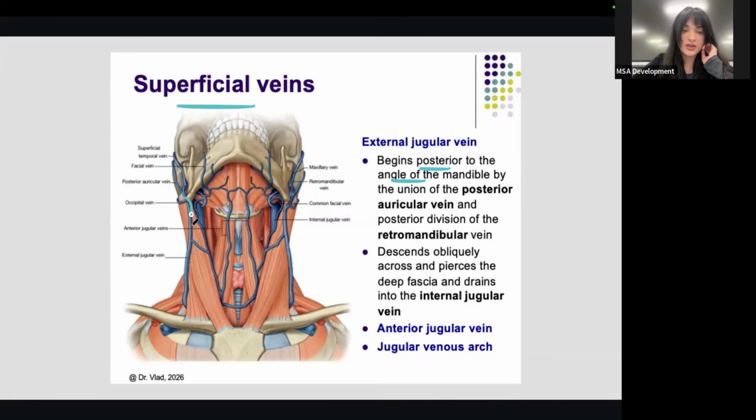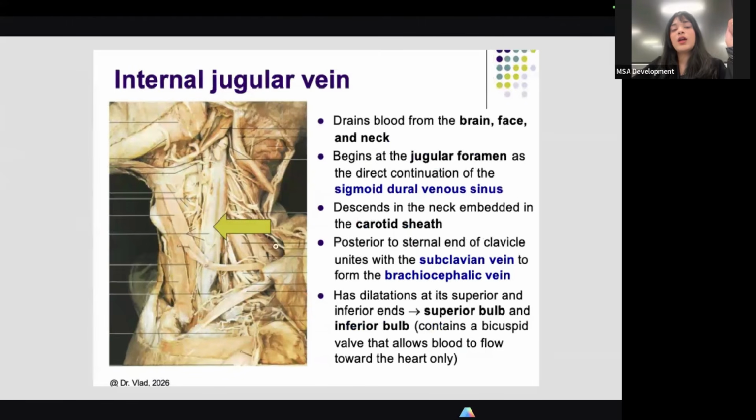The external jugular vein is going down, down, down. Over here, it's going to pierce the deep fascia and it's going to drain into the internal jugular vein. Okay? These are the anterior jugular veins. So this is number 1, this is number 2, as you can see. And they're both joined by the jugular venous arch. Okay? Easy. Internal jugular vein drains blood from the brain, from the face, and from the neck.